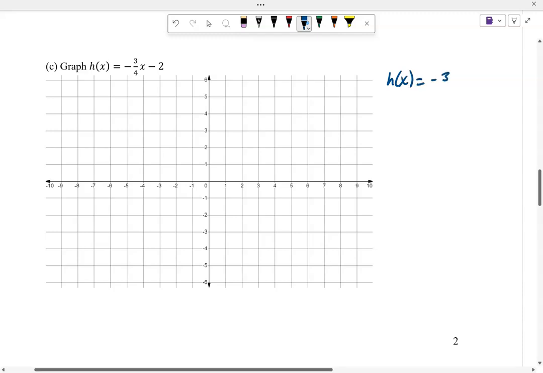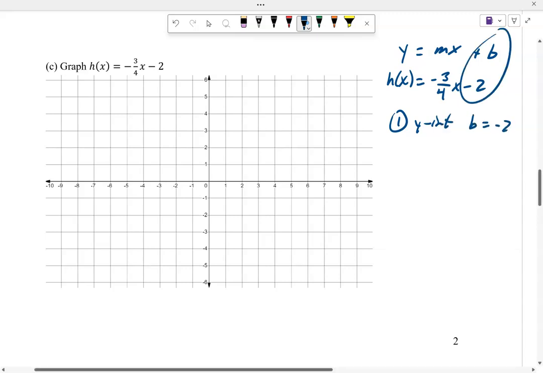We've got this slope-intercept form, y equals mx plus b. So number one, notice our y-intercept, our b here, is that -2. See how our b is -2? So that's the point (0, -2). It crosses the y-axis right there at -2. Number two, our slope here is -3/4.